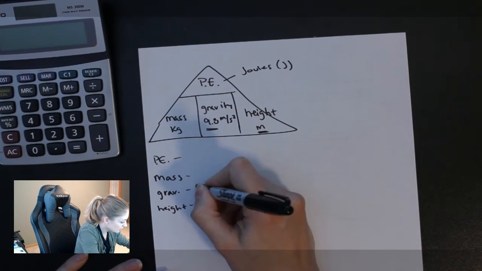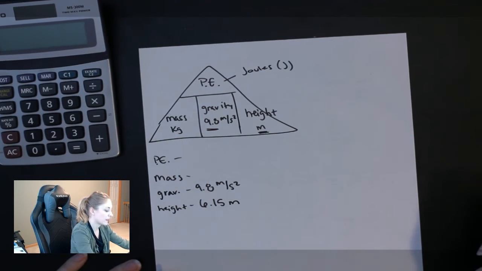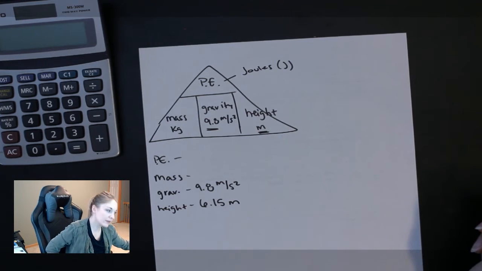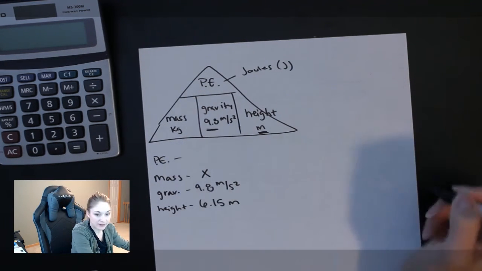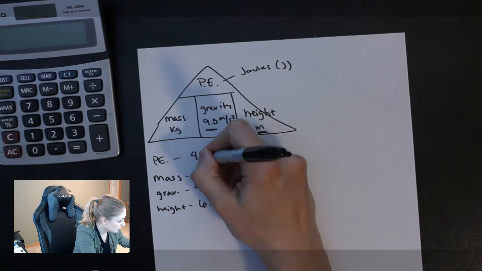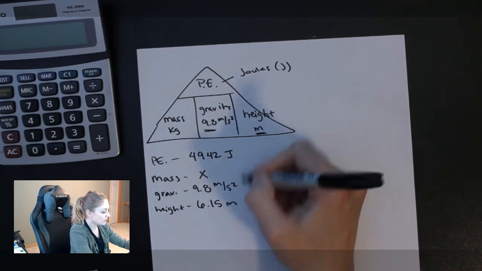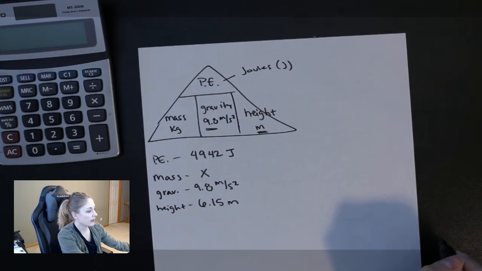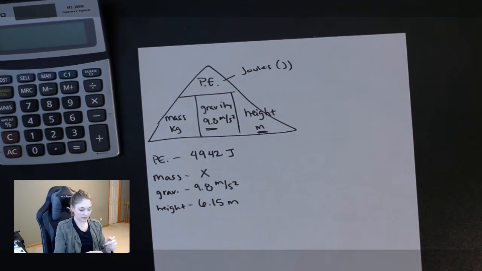As I said, I already know gravity. It's always going to be 9.8 meters per second squared. And it tells me if the pole vaulter's potential energy is 4,942 joules, what is his mass? That means I don't know his mass. That is my X. And our potential energy is 4,942 joules. So after I have all of my variables and I've pulled those out of the word problem, what I can do is I know that I'm solving for mass. I'm solving for X here.